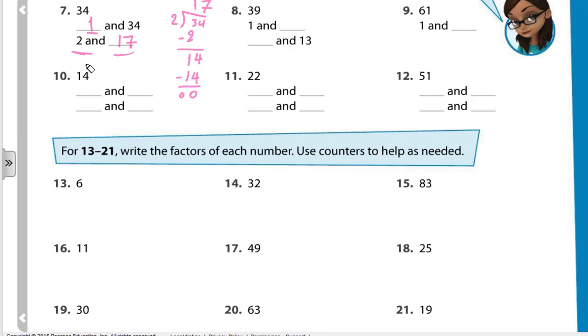1 and what number? 39. Excellent, because 1 times 39 equals 39. Okay, and what number with 13? 3 and 13. Excellent, because 13 times 3 is equal to 39. 3 times 9 is 27... 3 times 3 is 9. 3 times 1 is 3. 39. Excellent. Thank you, my hero. Great work.